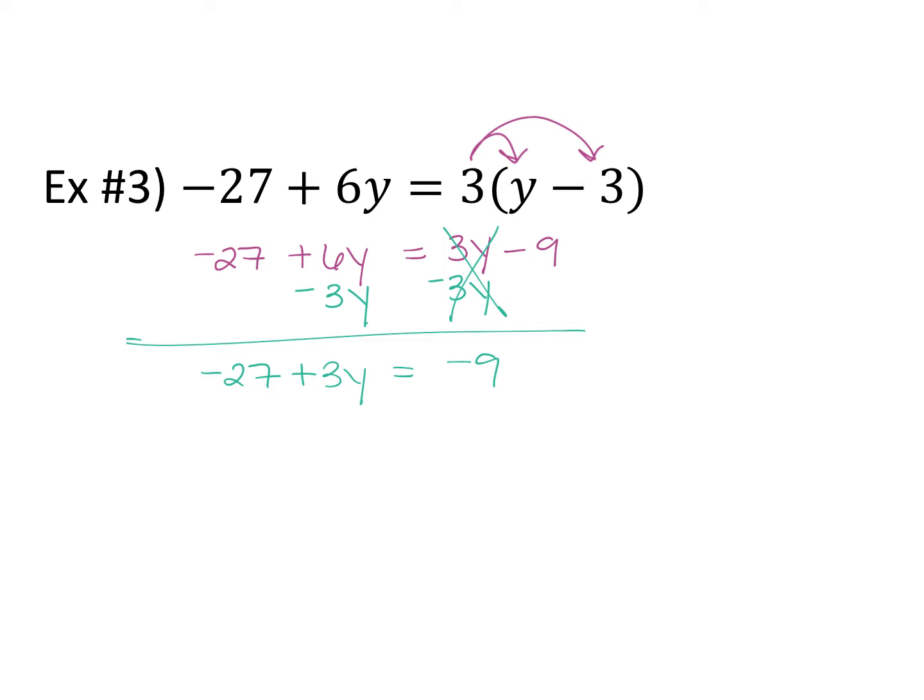What comes next? Yeah, now we want to get everything away from our variable, right? So we're going to add 27 to both sides. So you get 3y equals 18. And what is our last step? Divide by 3.